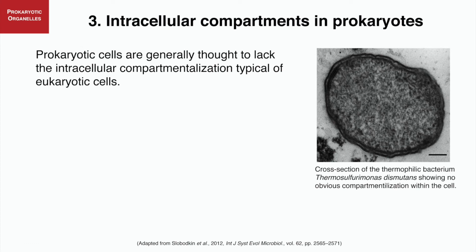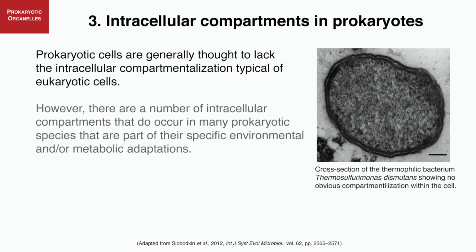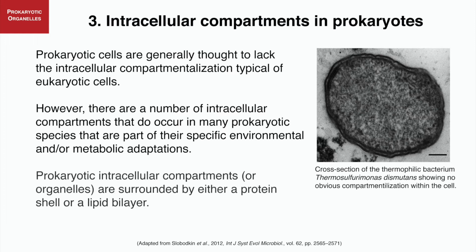Prokaryotic cells are generally thought to lack the intracellular compartmentalization typical of eukaryotic cells. However, there are a number of intracellular compartments that do occur in many prokaryotic species that are part of their specific environmental and/or metabolic adaptations. Prokaryotic intracellular compartments are surrounded by either a protein shell or a lipid bilayer.